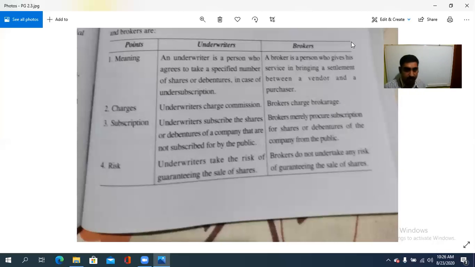So these are the differences. First is meaning. So who is an underwriter? A person who takes all the shares or debentures that are not subscribed by the general public.